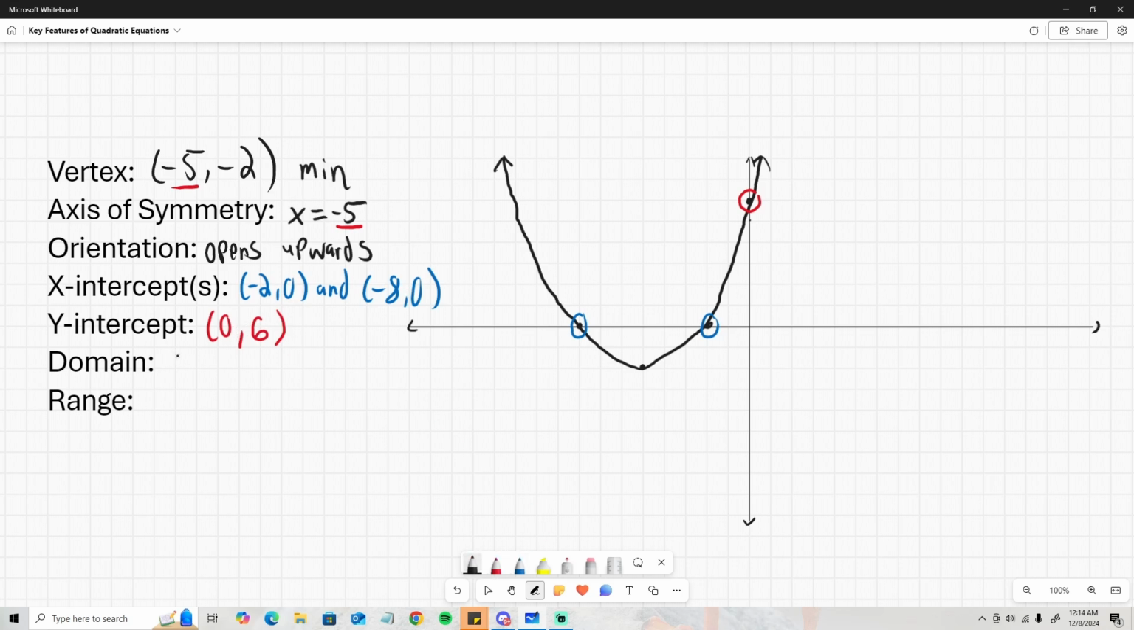Going over to domain, remember the domain for all parabolas is negative infinity to positive infinity. Now looking at the range, that's a bit different. What is the lowest point that we have? Do we have a minimum? Yes, we do. It's down here at our vertex. It is down here at -2. When I go up, what am I eventually going to run into? Infinity. So my range is going to be from negative 2 in brackets, because we touch that point, all the way up to positive infinity. And these are the key features of my parabola, of my quadratic equation.